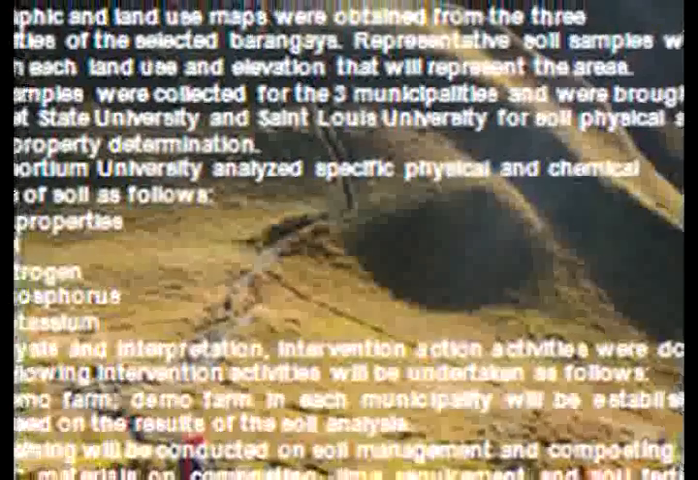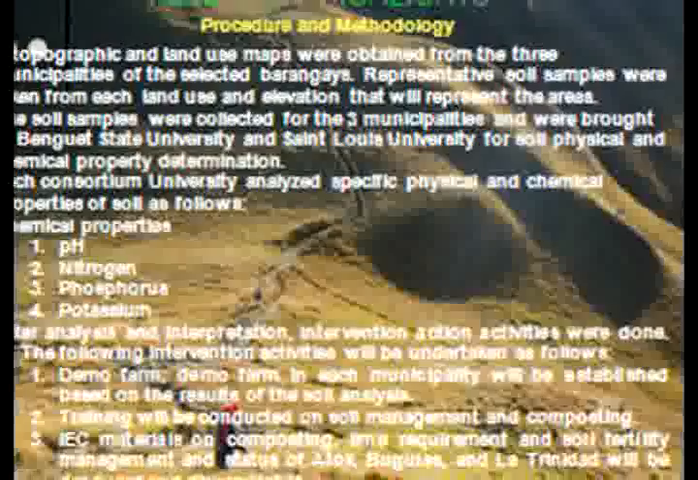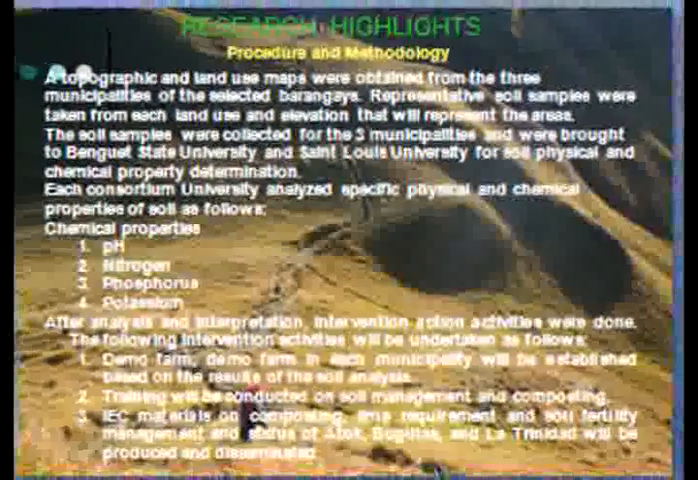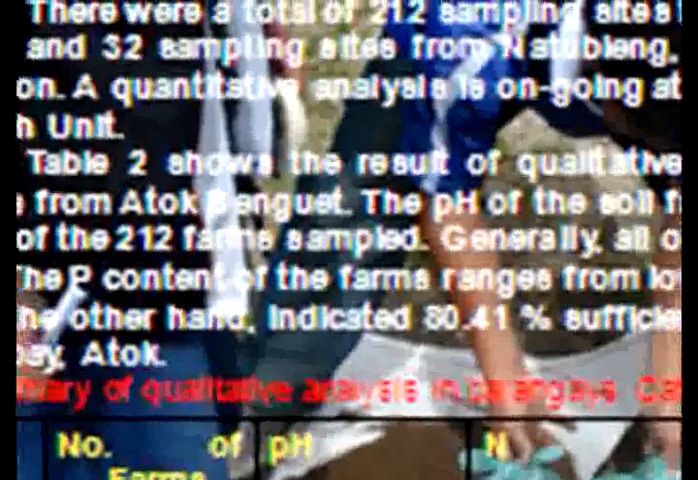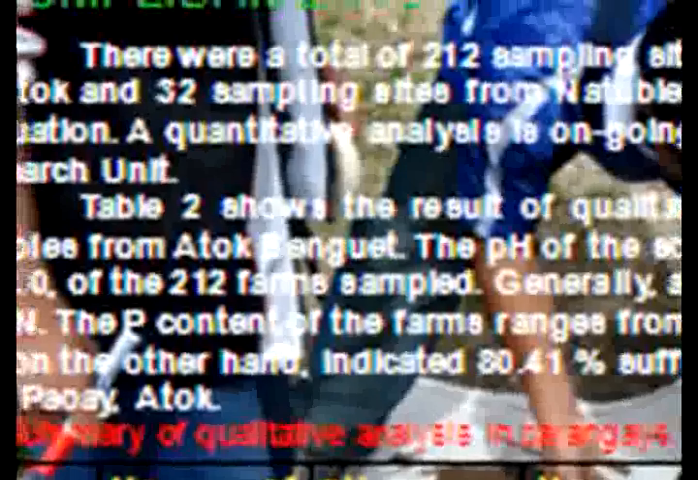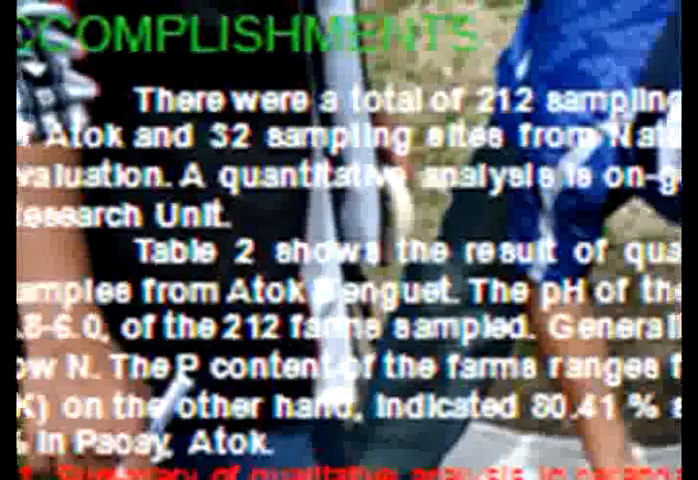Demo farm. A demo farm in each municipality will be established based on the results of the soil analysis. Training will be conducted on soil management and composting. IEC materials on composting, lime requirement, and soil fertility management and status of Atok Benguet and La Trinidad Benguet will be produced and disseminated. There were a total of 212 sampling sites from the three barangays of Atok and 32 sampling sites from Natubleng Bugias for soil fertility evaluation.